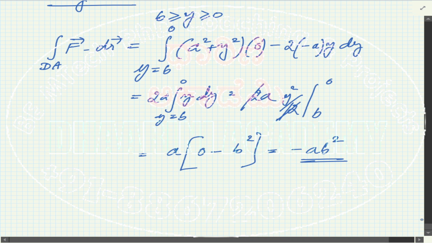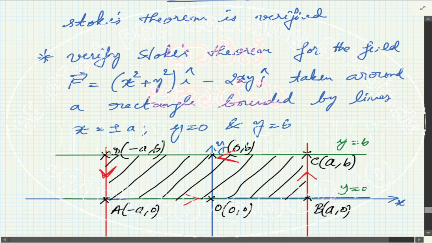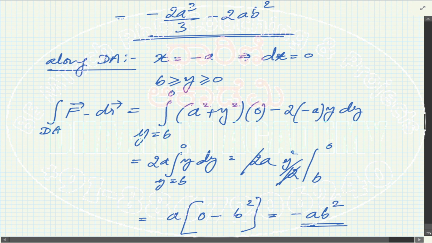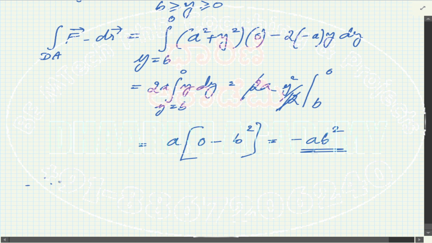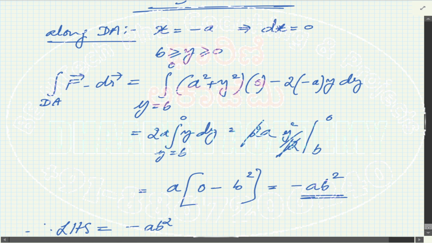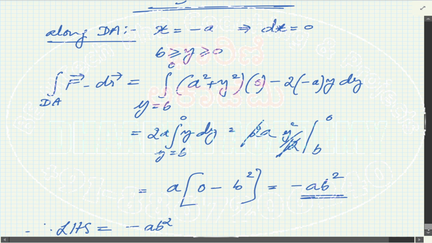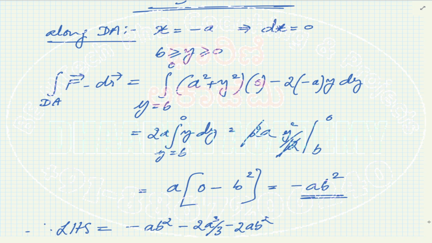Okay, now we have these four answers with us. Now in order to get the complete answer LHS, I have to add the results of these four integrals. Let's do that one by one by verifying this. Therefore the LHS becomes equal to, so I have a minus ab square here. I'll write this is the answer of fourth integration. Then going back to the third integration, this is CD, minus 2a cube by 3 minus 2 times a, this is ab square. This is the third integral.